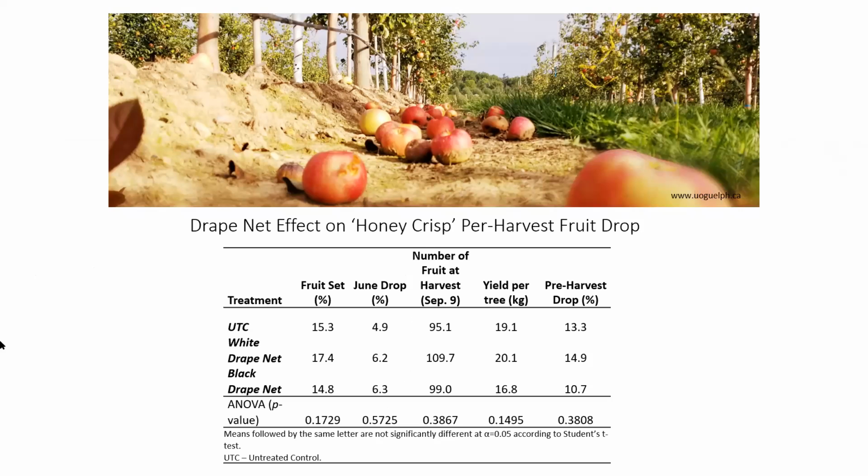The numbers you see in the table are not the absolute values, they are percentages of the total fruit number counted per tree. Although we see no treatment effect, we can notice an existing tendency that the white net had higher pre-harvest drop and the black net had smaller pre-harvest drop.